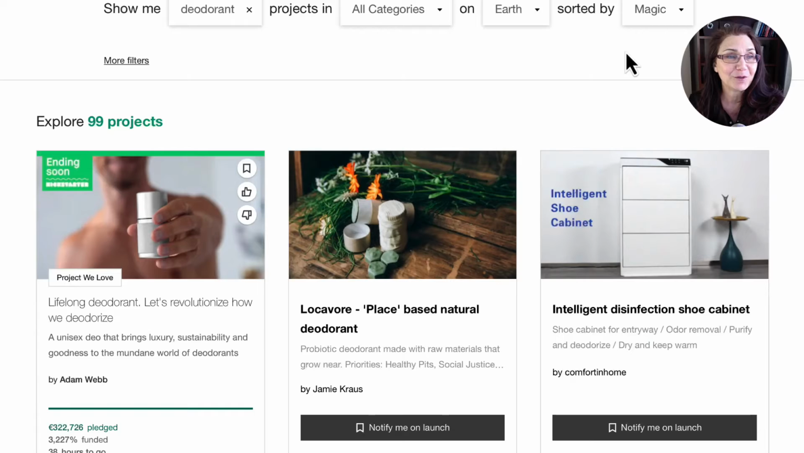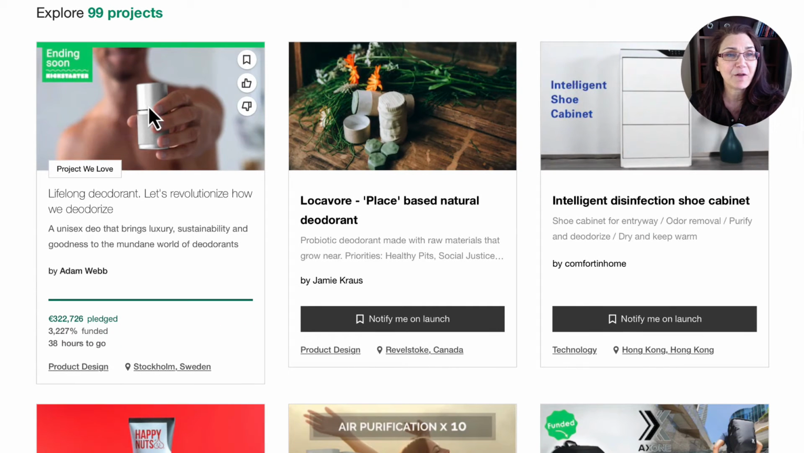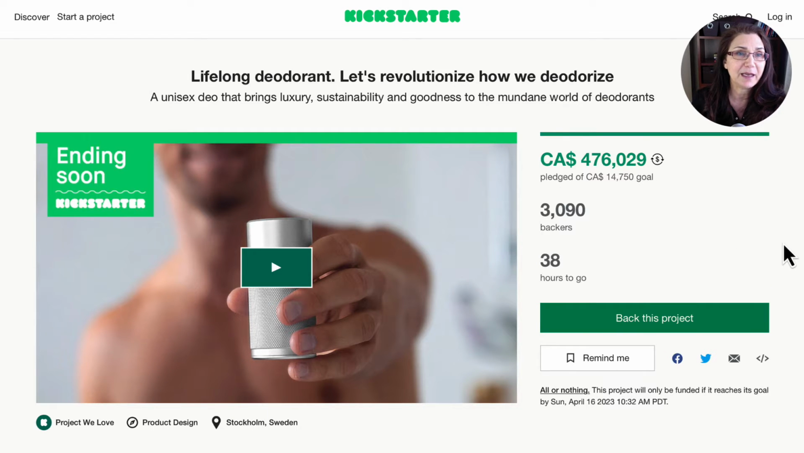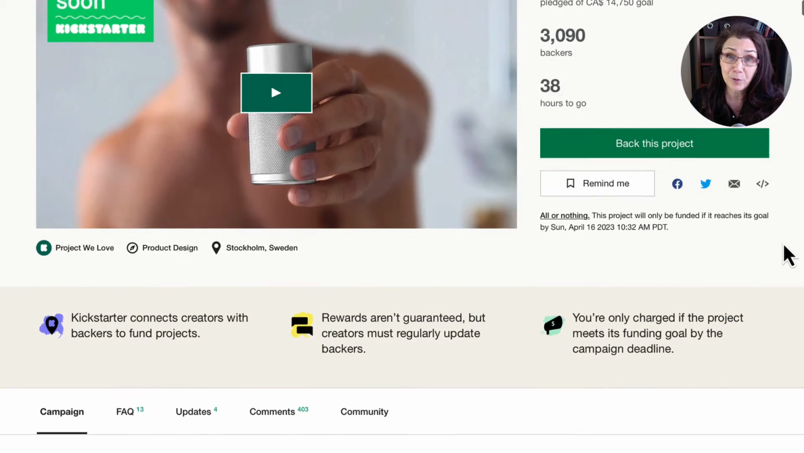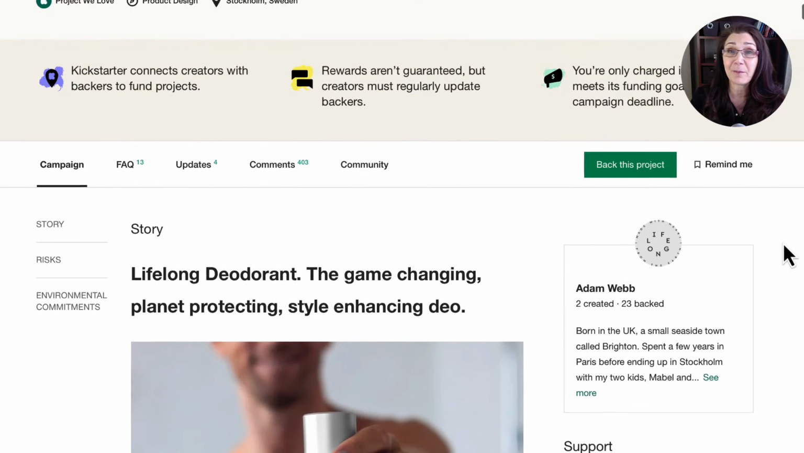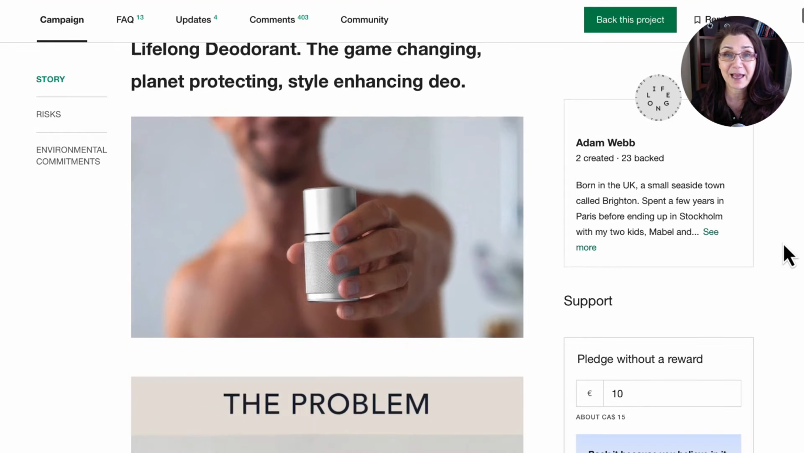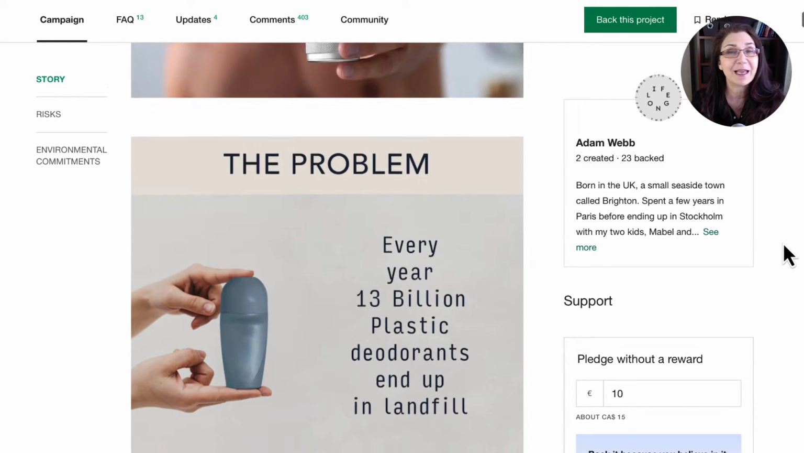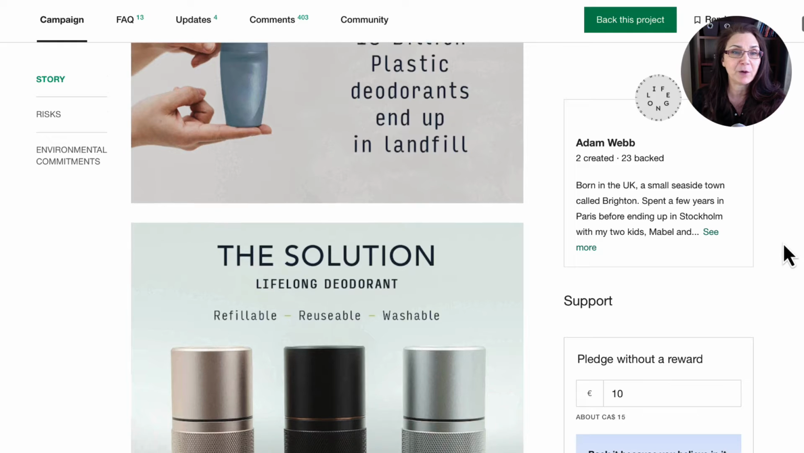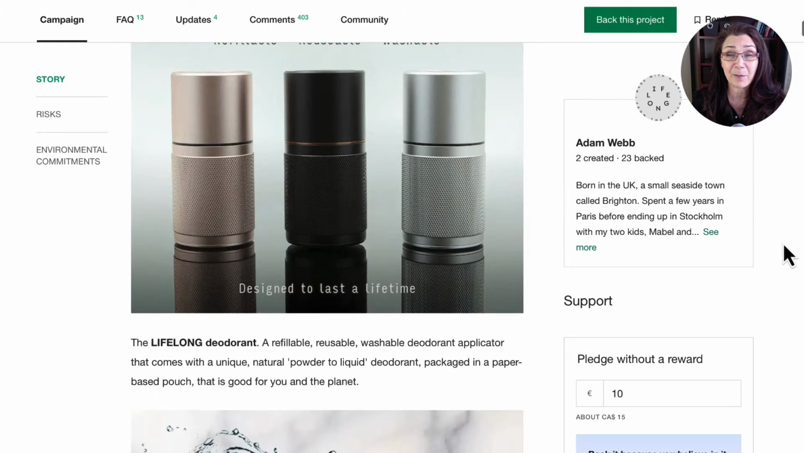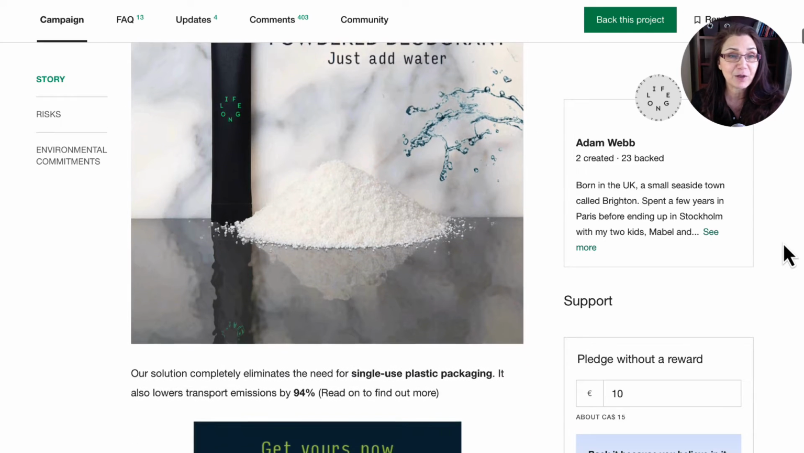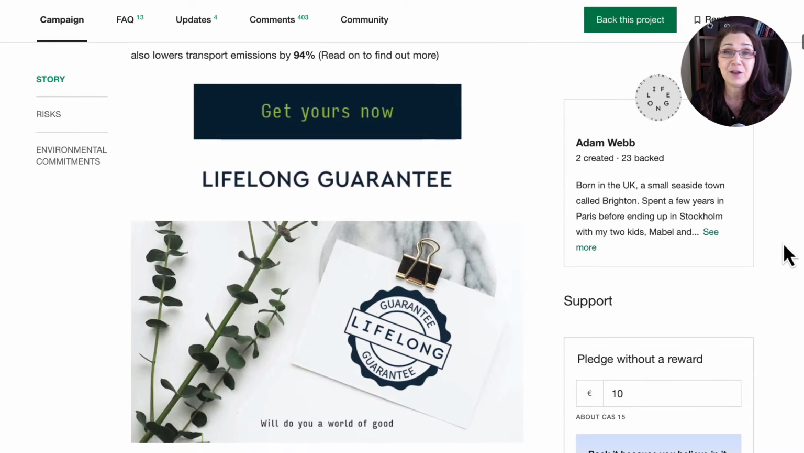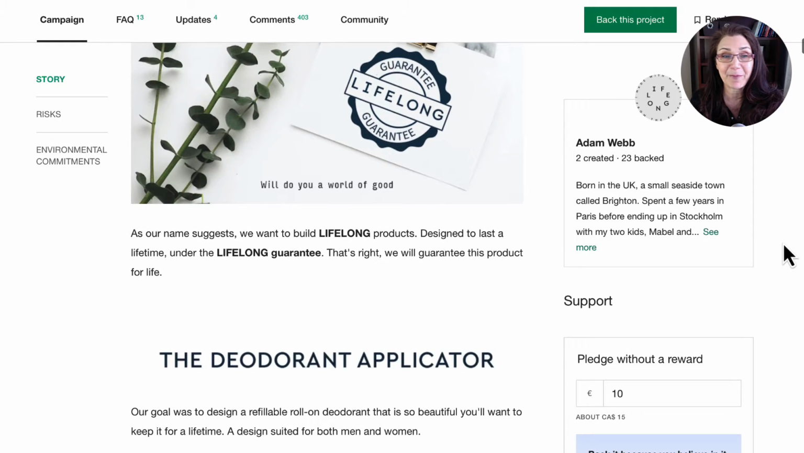So looking here at one of their recent success stories, you can see that they have a lifelong deodorant. Let's revolutionize how we deodorize. So I watched the video, and the video is more about how they created this aluminum package that you can refill with a powder and water, and you can have that lifelong deodorant. So you're not throwing away plastic, so they're trying to be environmentally friendly. The ingredients in the powder are plant-based. There are no chemicals, so you know that you're using something that's natural and not synthetic as well, and you know that you're not harming the environment with the packaging as well.